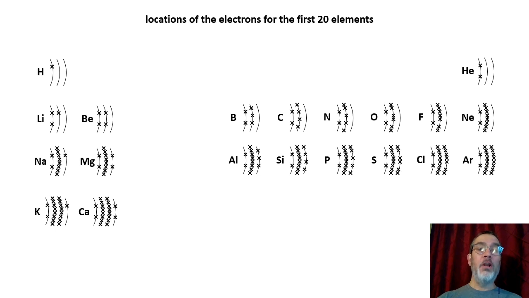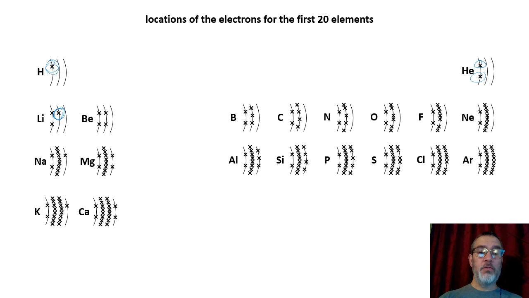If we take a look at all of the first 20 atoms, here I've represented the shells just with curves, and the electrons are represented by X's in this representation. Hydrogen has 1 proton, so it has 1 electron, and I've placed that electron in the first level. Helium has 2 protons, and it therefore has 2 electrons, and so I've placed those 2 electrons in the first level. Lithium has 3, but I can't place a third electron in the first level because it only holds 2. So lithium gets its first electron in the second level. And so you see that hydrogen has 1 electron in its outer shell. Lithium has 1 electron in its outer shell.